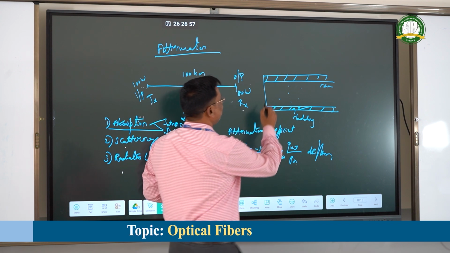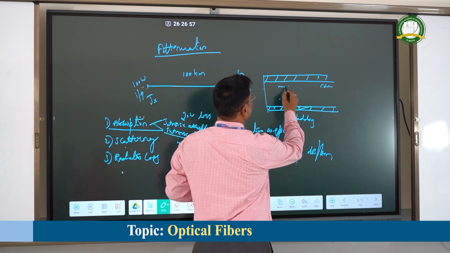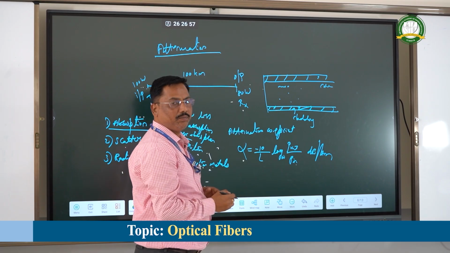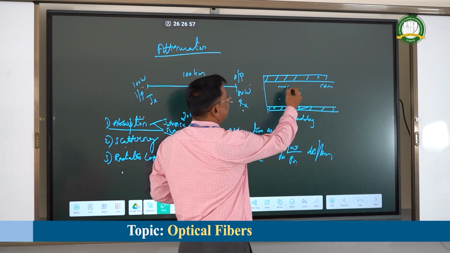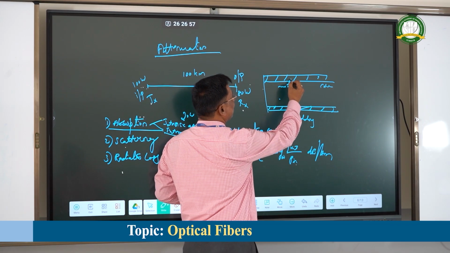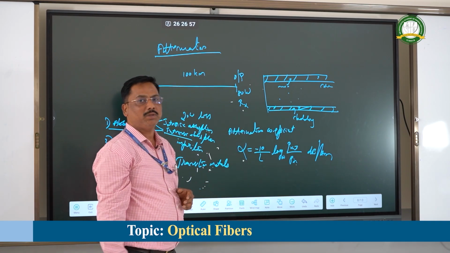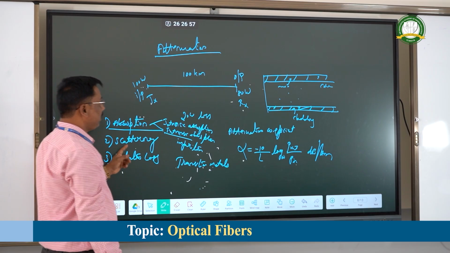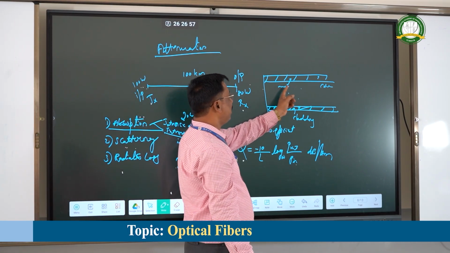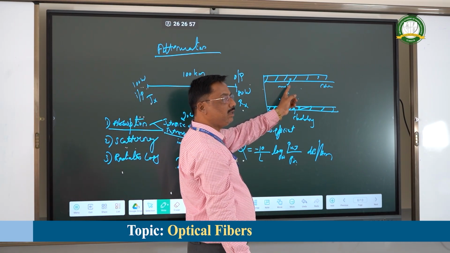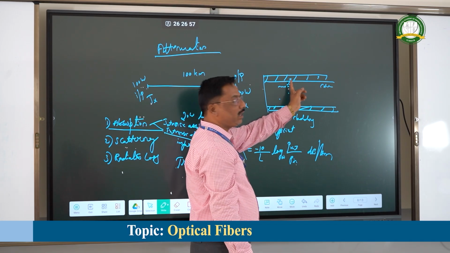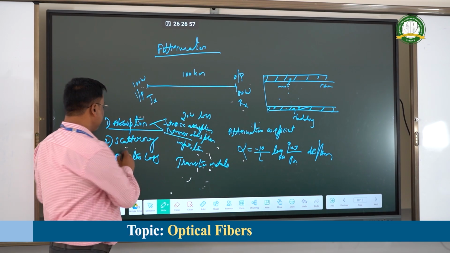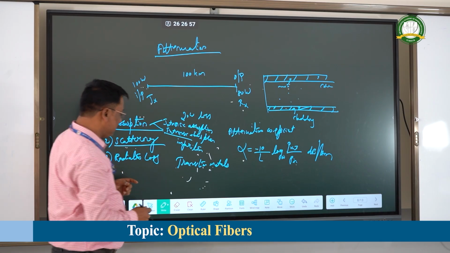When an incoming photon comes here, what happens? It will interact with the density variations. After interaction with the density variations, the photon of light will be radiated outside from the optical fiber. This is called scattering. Scattering means scattering of the photon by the density variations. The photons radiate outside from the optical fiber. That is called scattering loss.